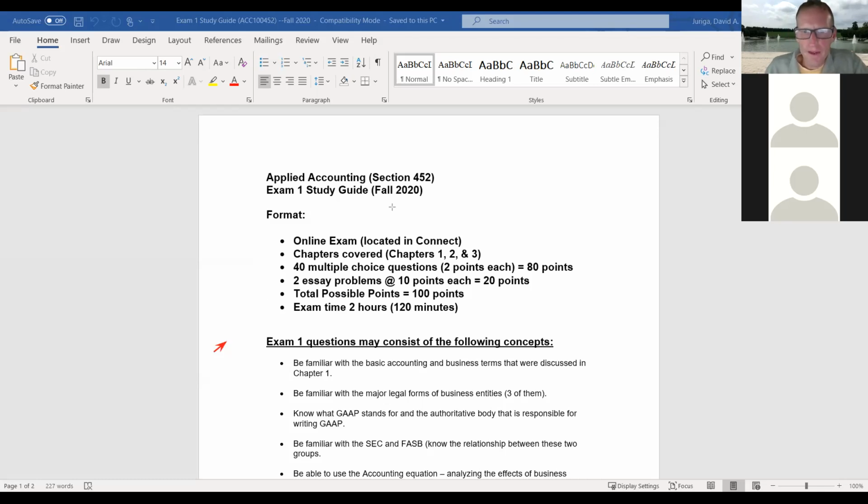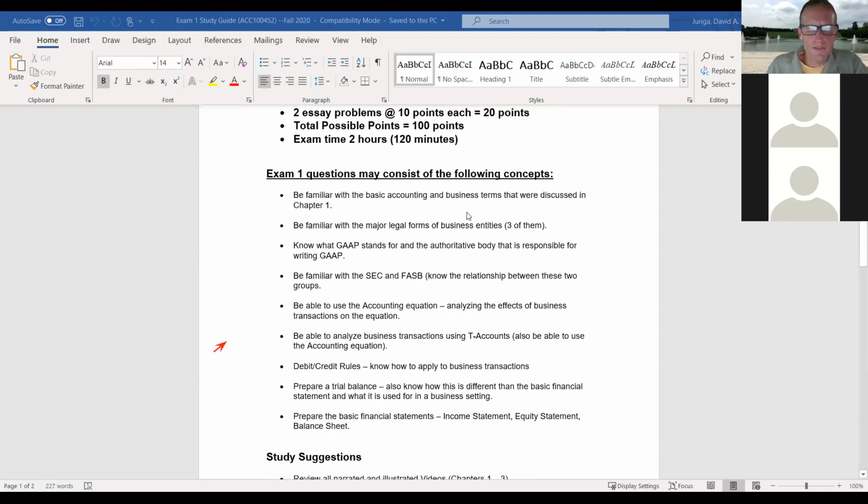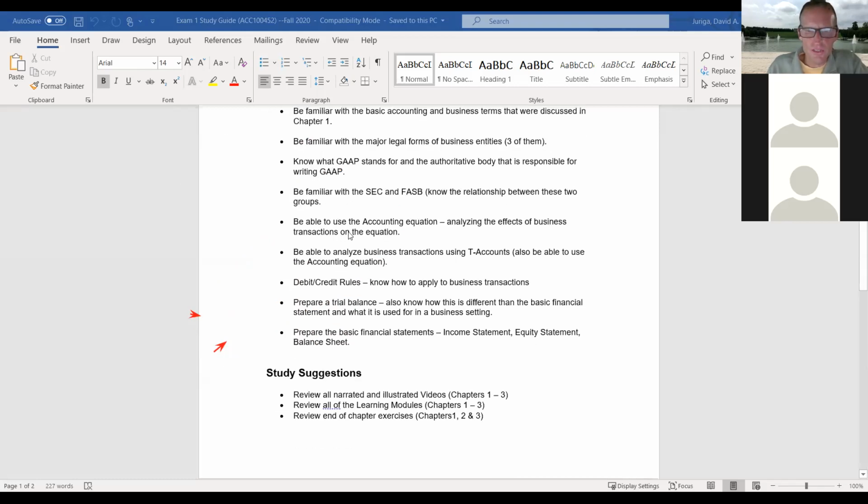So that's that part. Now, in terms of the concepts covered, I tried to give you a list of some things you should go back and review. Some of the stuff is from chapter one, where we talked about the legal forms of business: sole proprietorship, partnership, corporation, GAAP, SEC, FASB, and know the accounting equation. The rest of the stuff, we're doing that right now. Everything here I've talked about. We've got study suggestions, which is your modules: review your modules, chapters one through three.